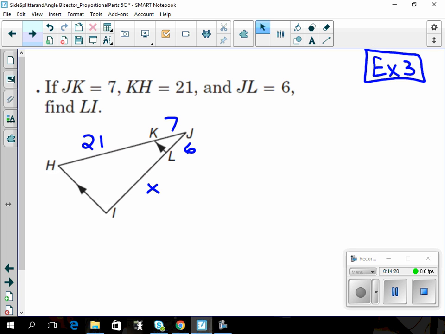And Ben, what's a proportion again? There you go, all right? Learned something today. Love it.